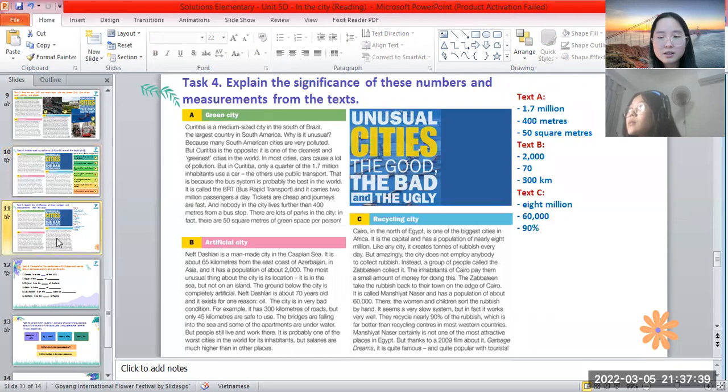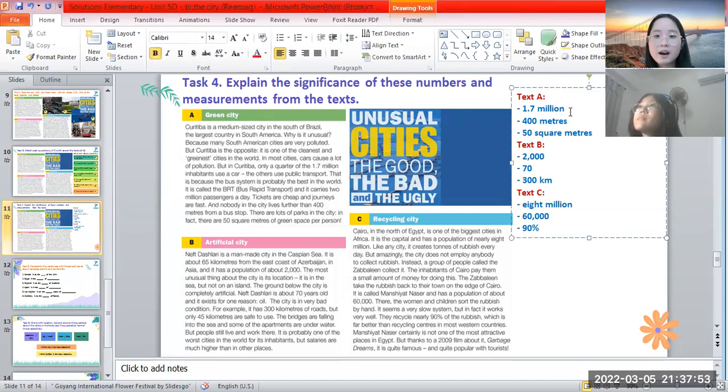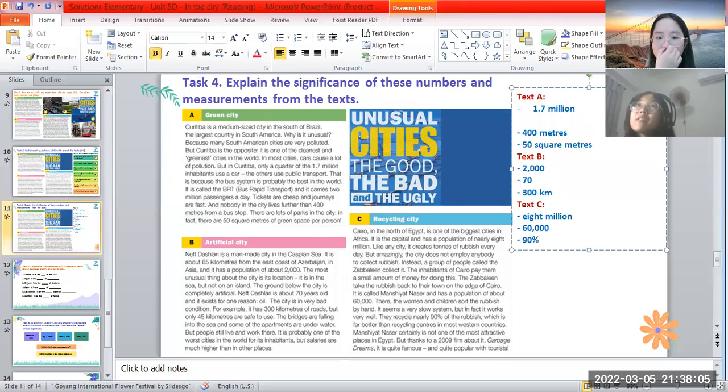Okay, the next one. Explain the significance of these numbers and measurements from the text. Okay, in text A, 1.7 million. What is that number about? It's about the inhabitants, or the city's population. These are the same.